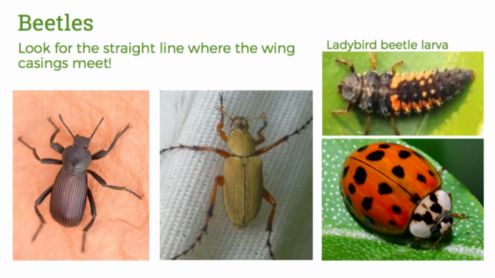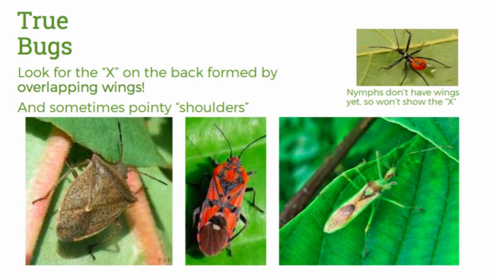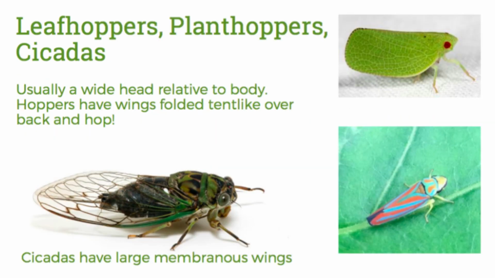Beetles have a hard shell or casing covering their wings that meets in a straight line along their abdomen. The straight line is a sure giveaway for a beetle. An example that you might be familiar with is a ladybug. With true bugs, their wings overlap across their back, forming an X or triangle, and they often have pointy shoulders.